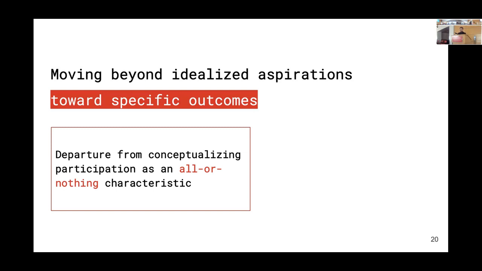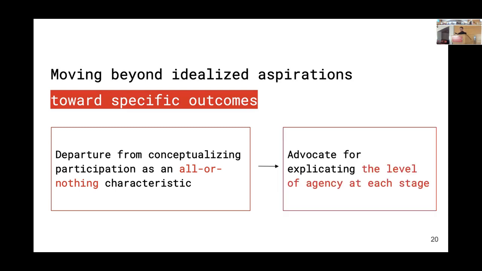This means moving away from conceptualizing participation as an all or nothing characteristic, or claiming that every approach involving stakeholders is equally participatory. Rather, we encourage practitioners to be proactive and intentional about how much agency is meant to be provided to affected stakeholders at each stage. The conceptual framework we derive would be a useful tool to aid in this reflexive process and can be used by others to evaluate claims about participation to ensure that the methods used are aligned with the intended goals.